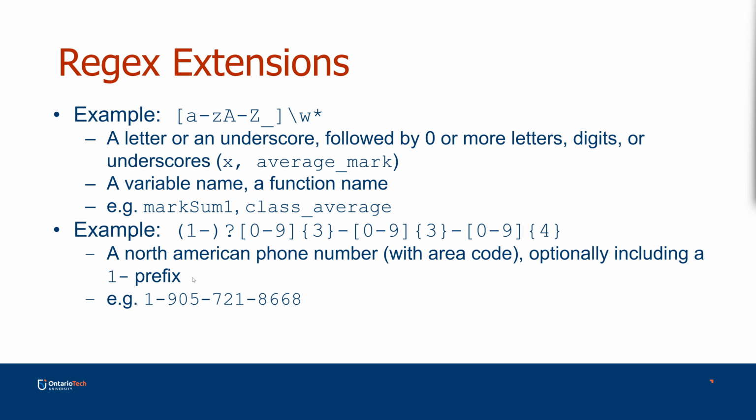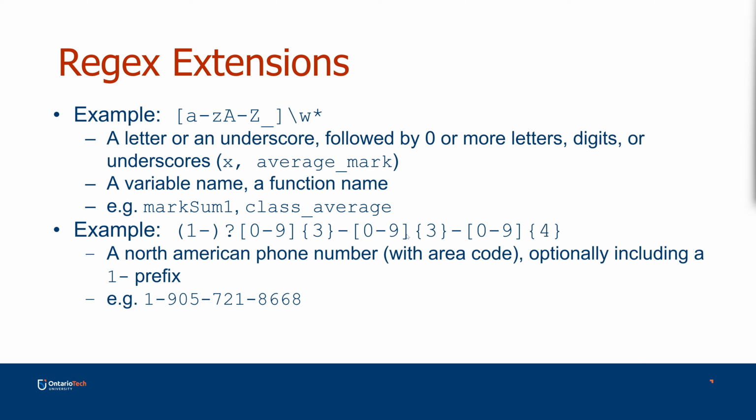Okay, here's another example. You can see we've got 1 dash, that's in brackets with a question mark. That means if this 1 dash is included, it will match, but if it's not included, it will also match. So this is optional, remember, 0 or 1 occurrences. And then we've got the digits 0 through 9 repeated 3 times. That's what the curly bracket 3 means, exactly 3 times here. And then a dash, and then 0 through 9 repeated 3 times.